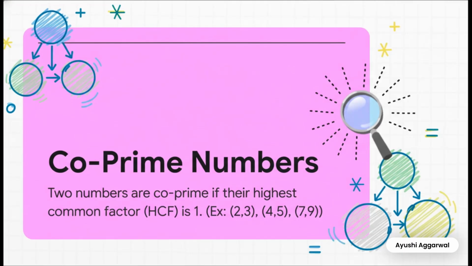It's actually really simple. If you take any 2 numbers and their highest common factor, their HCF, is just 1, then they're coprime. That's it. It just means they don't share any common factors besides the number 1. And here's the really crucial part you need to remember. The numbers themselves do not have to be prime. Look at the pair 7 and 9. Their HCF is 1, and that's all that matters. That's what makes them coprime.